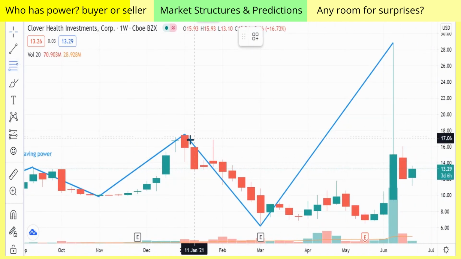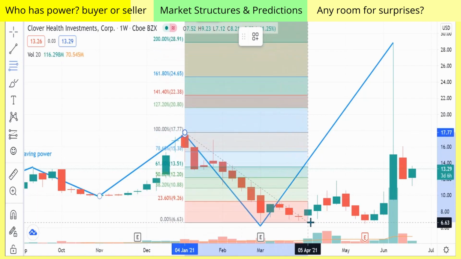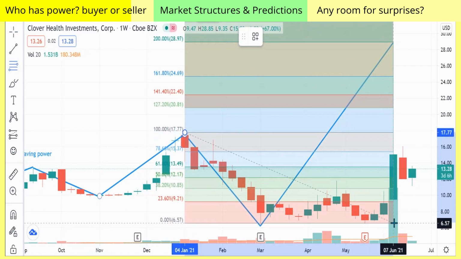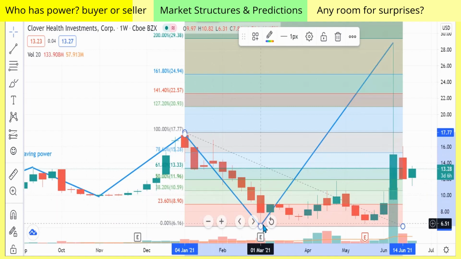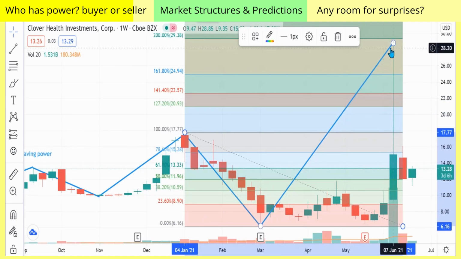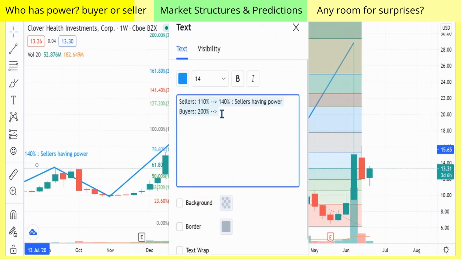Now I'll take the Fibonacci tool again from the high here to the low, and I'm just expanding it a bit. You see the sellers pulling it down, then the buyers coming in to push it up to a price level below 200. It's like 190. It did not touch 200. So what can we conclude? The buyer sentiment was 200%, then moved down to 190. So buyers don't have power.